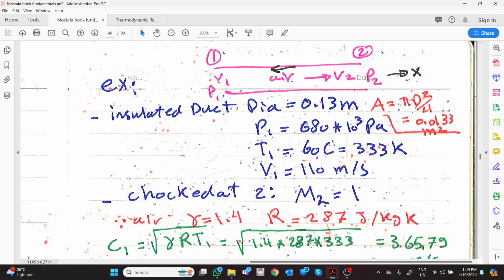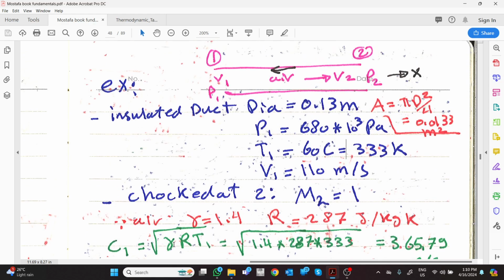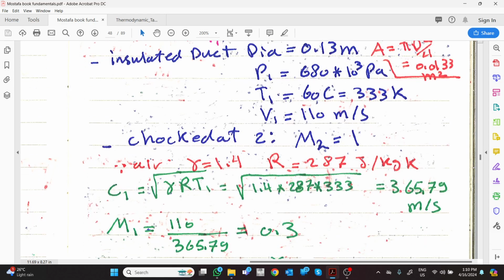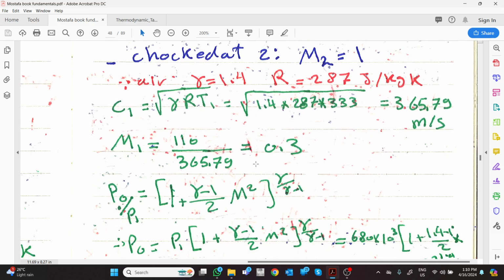Or assume that there is a pressure here, etc. Okay, so we know P1, V1, and we know T1 has been given. It's not the definition; it is an actual point. And the diameter. From the diameter, we can calculate the area. From the area, and since it is air, gamma R T1, we can calculate the speed of sound here. Then we can calculate the Mach number because we know the velocity V1. So Mach number equals 0.3.